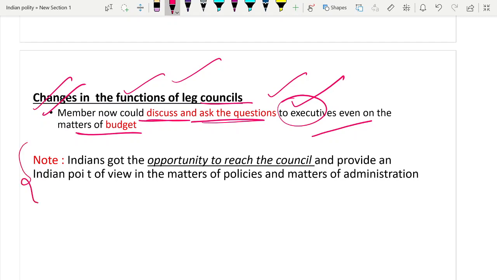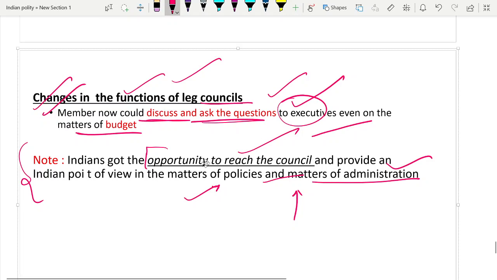This act was particularly important because it provided the opportunity for Indians to be in the legislative council, and because they were now there, they could provide the Indian point of view in the matters of administration. So this was how that act was so important for the evolution of the Indian parliamentary form of government, or a democratic country. In our next lectures we will see how changes were brought to the parliamentary form of democracy in India.